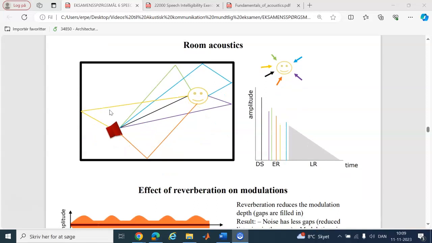We have room acoustics: direct sound, early reflections, and later reverberation, that is, early reflection or late reflection.